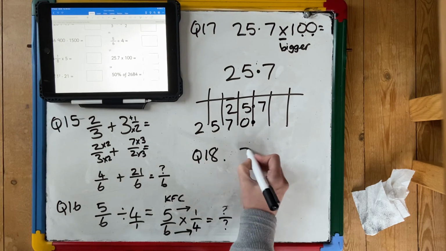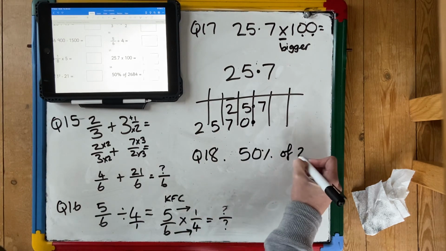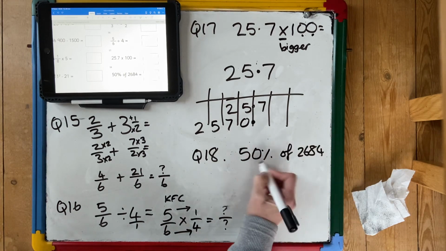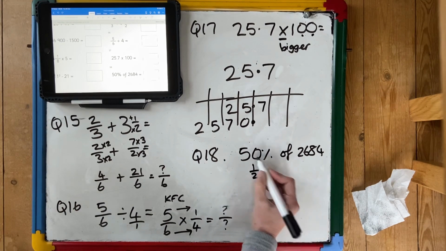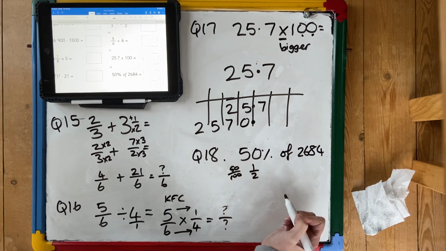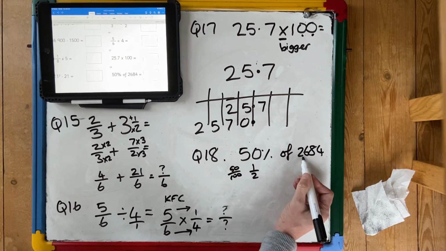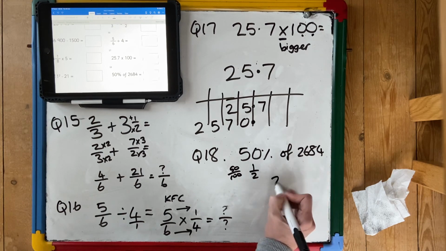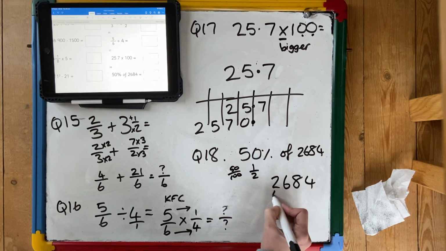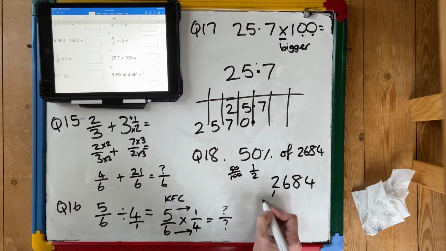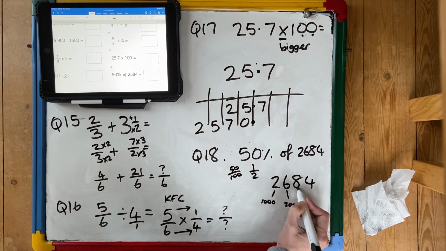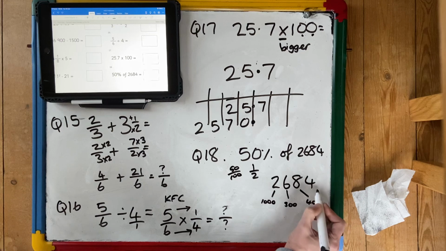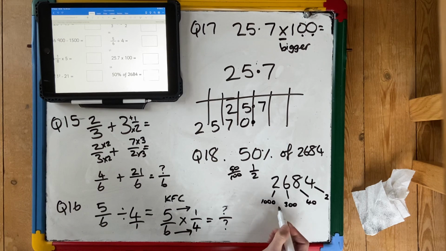Question 18. 50% of 2,684. What is 50% as a fraction? 50% is half, because it's 50 out of 100. So the question is asking you, what is half of 2,684? Well, there's 2,684. What is half of 2,000? 1,000. What is half of 600? 300. What is half of 80? Which is 40. What is half of 4, which is 2. And there's your answer there. Well done.